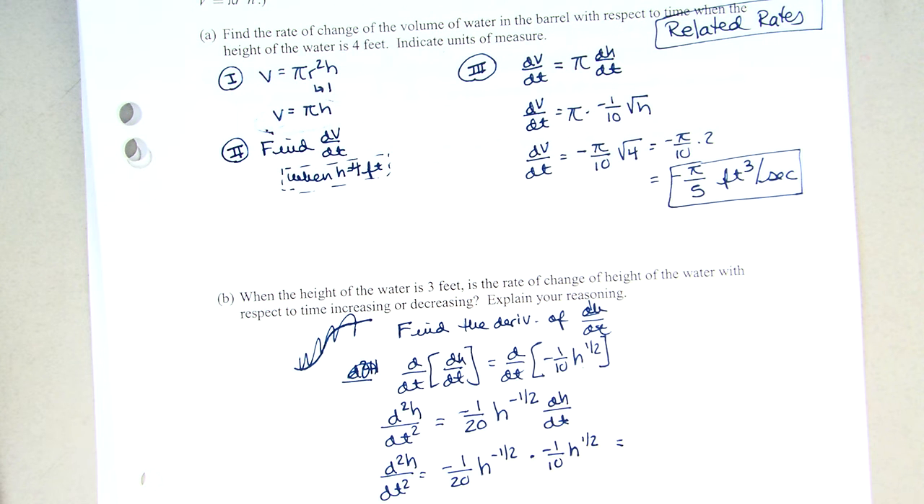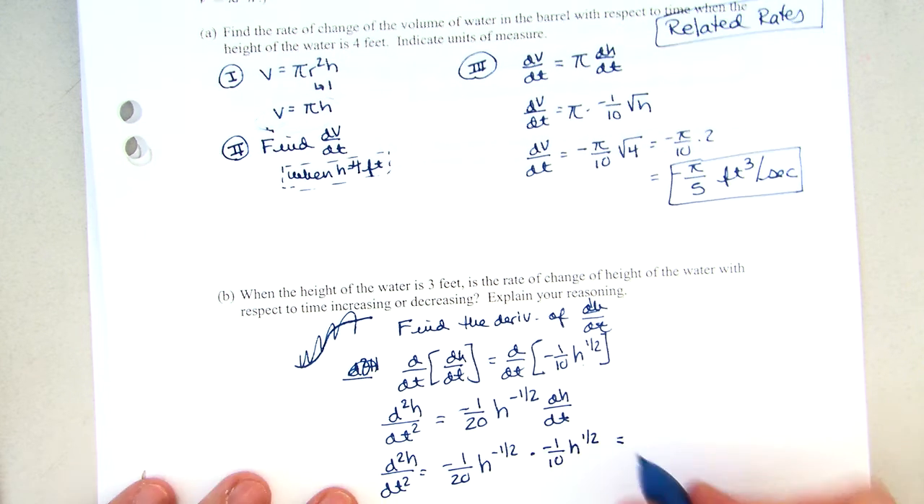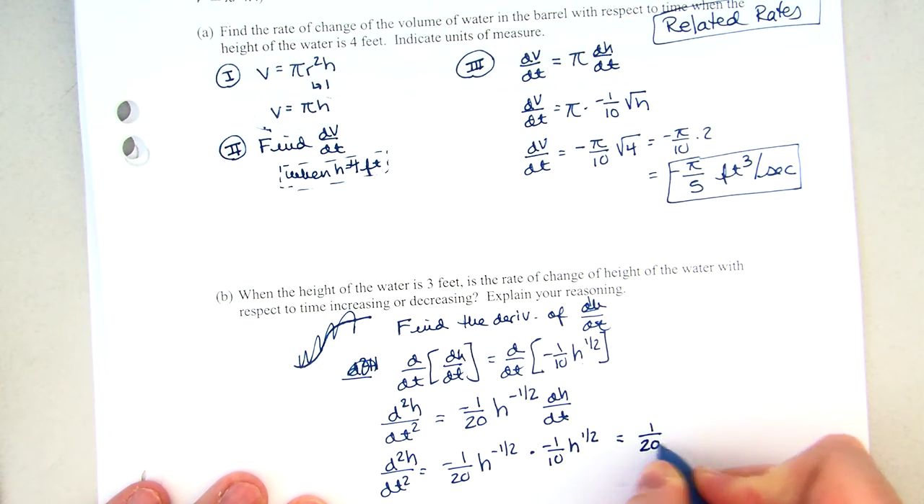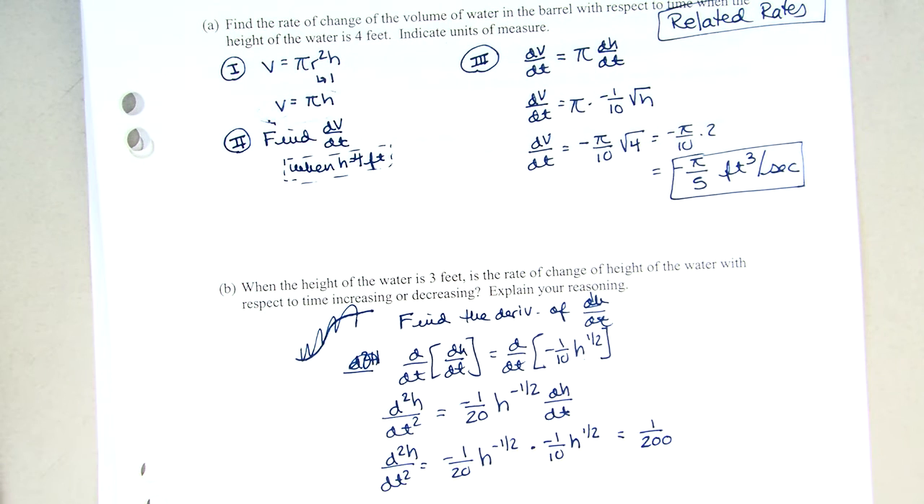So make me look stupid and tell me what the constant is. Negative 1 over 200. Attaboy. Which means, actually, the rate of change of the height is always the same thing, which kind of makes sense. It's a cylinder, so it should be changing.